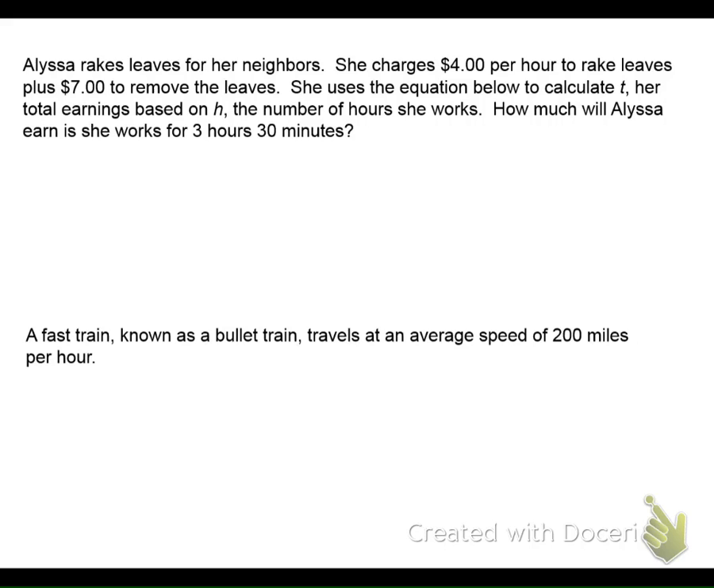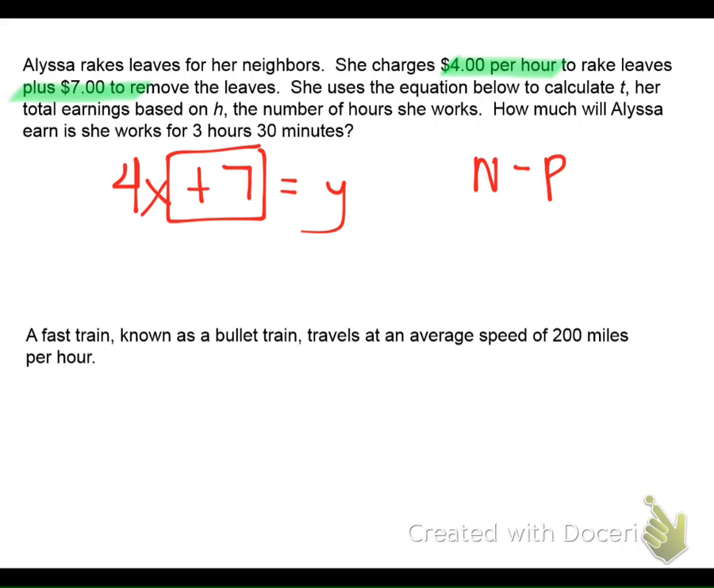So if we're looking at this first one, Alyssa rakes leaves for her neighbors. She charges $4 per hour, there's my multiplication, to rake leaves, plus $7 to remove the leaves. Now when I see that plus charge, that's cueing me off saying, wait a second, if I wrote this out, there's my $4 per hour plus $7 to remove the leaves. There's my constant, so this situation is non-proportional.